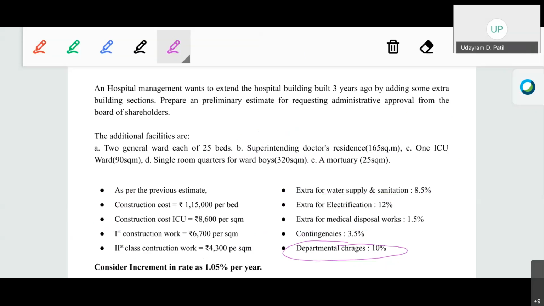We treat the departmental charges similar to the supervision charges, so that will be 10% of the overall cost. Okay, so first considering the increment: all of these rates are the old rates. Now we will have to calculate the corrected rate considering the increment in the rate. Okay, so first step.